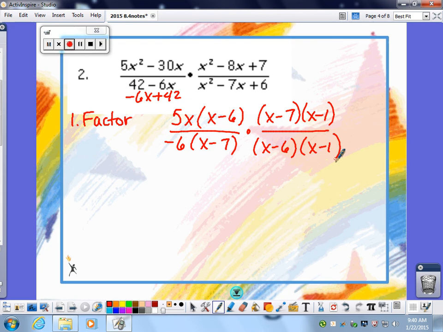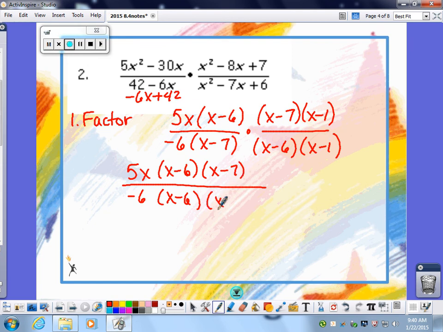Now, since we've got this all to be multiplication, I can start canceling out like binomials. So I'm going to regroup them so like binomials are over top of each other. I'm going to rewrite this as 5x over negative 6, coefficient over coefficient. So I've got x minus 6 over x minus 6, x minus 7 over x minus 7, and finally, x minus 1 over x minus 1. I'm just rewriting it to show you why they're going away.